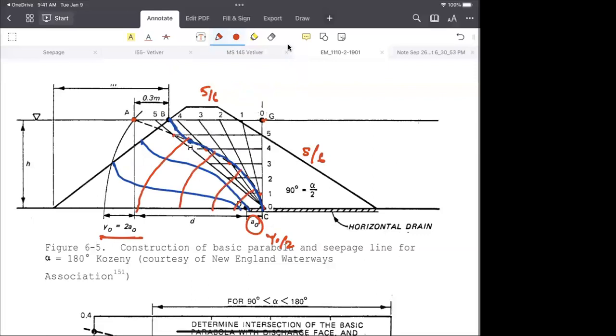Why is this starting in the middle of the horizontal drain, not at the edge of the drain? Yeah, it travels a little bit because it's not only one flow point. You have the flow, so it travels a little bit further.